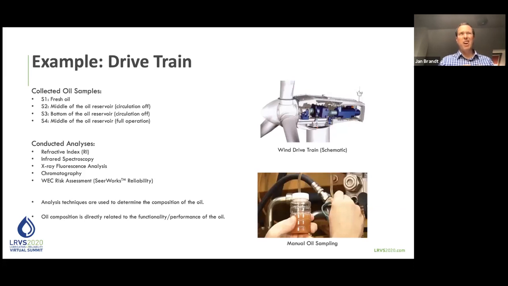So I've gone really fast now, I think, through all of this science, but now I would like to show you on a practical example how this works. So here we have a drivetrain on a wind turbine, and the oil samples were drawn at different locations. So we have the fresh oil and the oil at different locations. And we conducted refractive index analyses as well as other analyses, and then performed our assessment of the reliability.